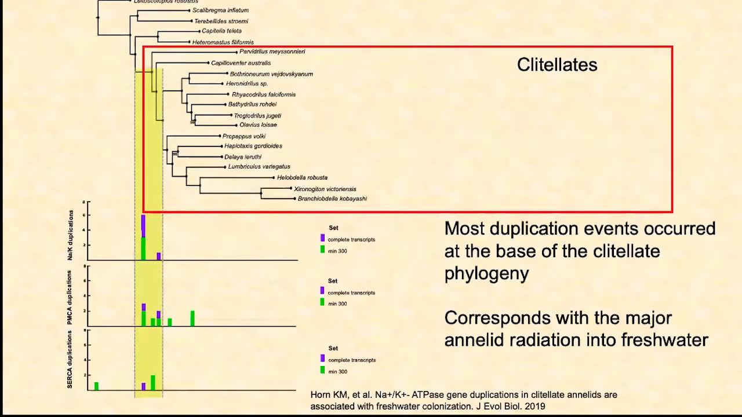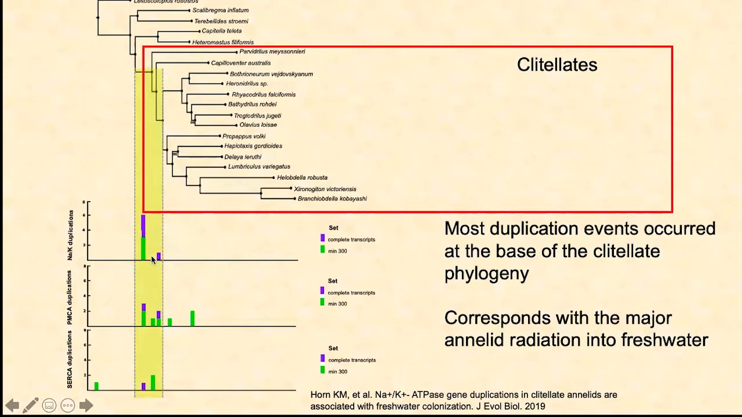Okay. So here is the annelid phylogeny, the species phylogeny I produced. This is the group of clitellates I used. Here is the base of the clitellate tree, where I'm expecting the gene duplications to appear if they contributed to that invasion of fresh water. And then here is indicating how many duplications I inferred on each of these branches. And you can see most of them occurred right at that base of the clitellate tree, where I would expect them if they were involved in that transition to fresh water.